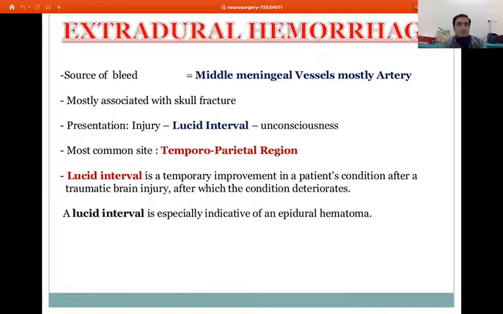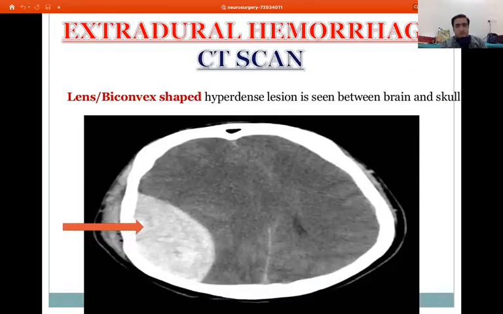The most common site is the temporal region. A temporary improvement in the patient's condition after a traumatic injury, after which the condition deteriorates, is the lucid interval, and it is especially indicative of an epidural hematoma. As I told you, the basic investigation in any head injury patient is the CT scan. In the CT scan, we see a large whitish area, the brain parenchyma is grayish, and this whitish area is considered the extradural hematoma.